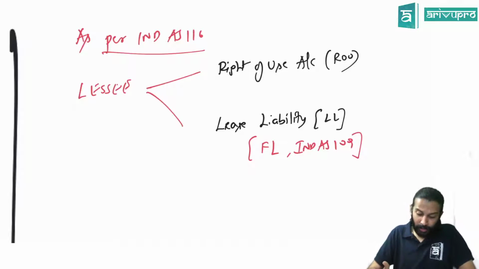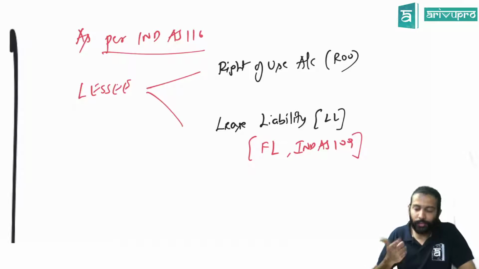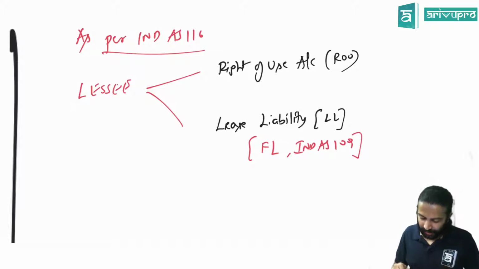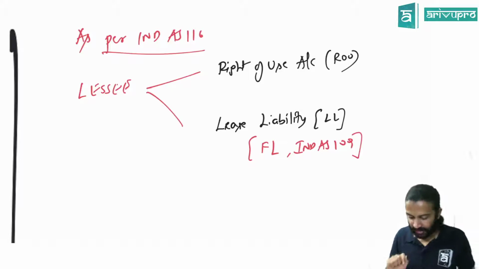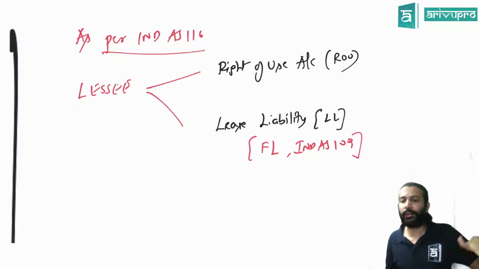So that means ROU will be recorded at the present value of lease payments, sir. Very much yes. You have to find out the present value of lease payments. At that value, you will record LL, that is lease liability, and right of use. Afterwards, you will go on depreciating ROU, so its value will go on reducing.